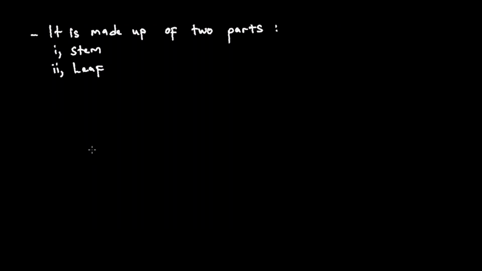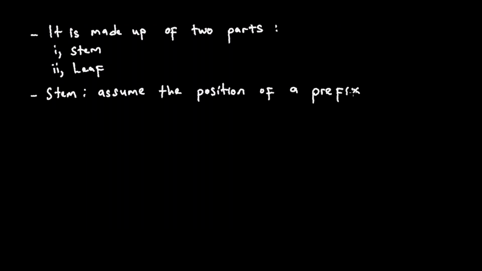So on one hand, the stem assumes the position of a prefix. Saka a stem is going to assume the position of a prefix. Saka munoziva kuti pre zvinoreva kuti before.